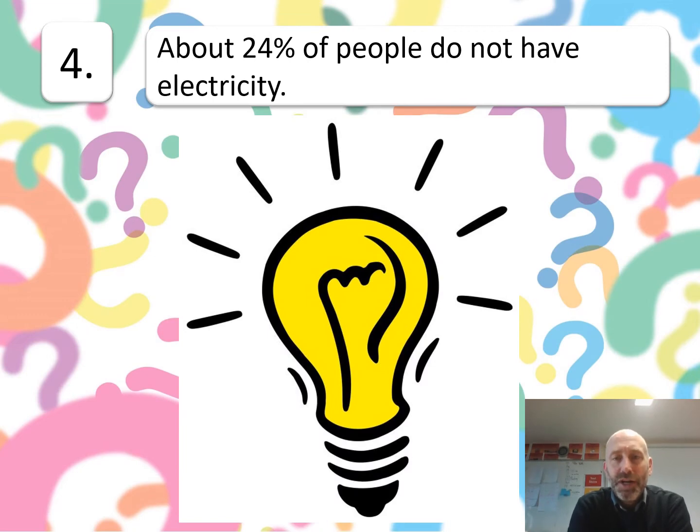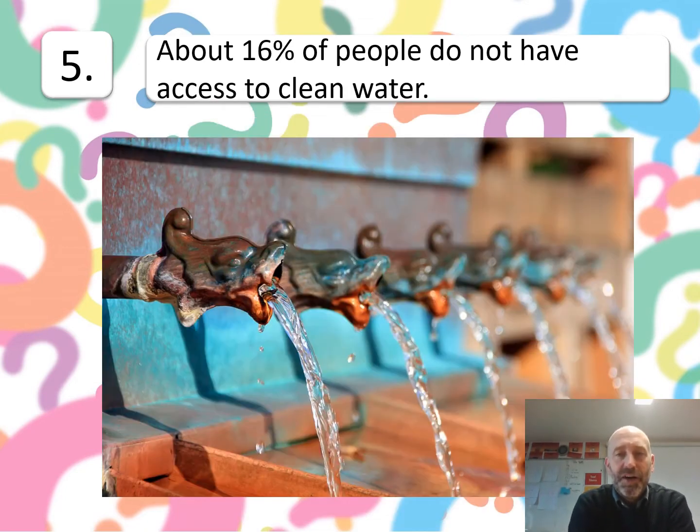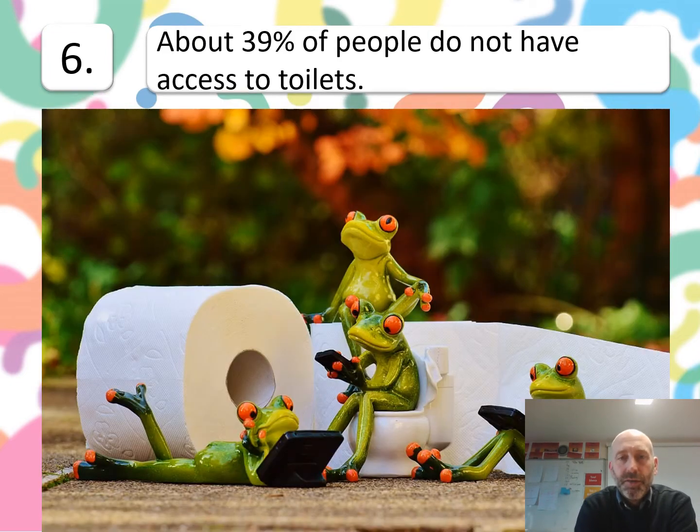Number 4, about 24% of people, almost a quarter, do not have electricity. Do we think that's true or false? Number 5, about 16% of people do not have access to clean water. Number 6, about 39% of people do not have access to toilets. So not only toilet paper, but do they not even have access to good sanitation, to personal toilets?